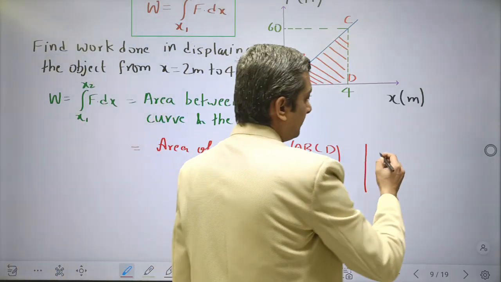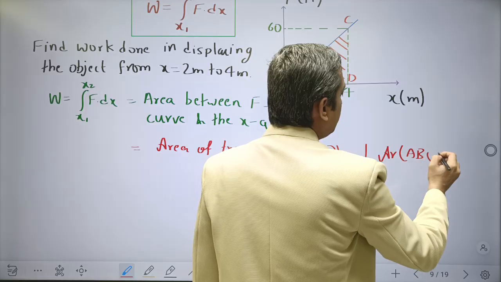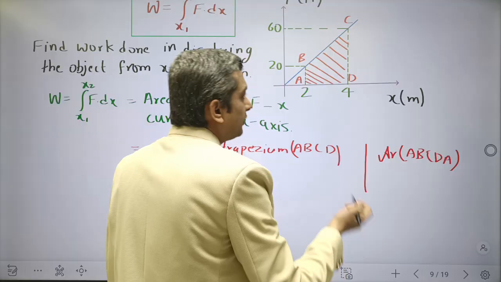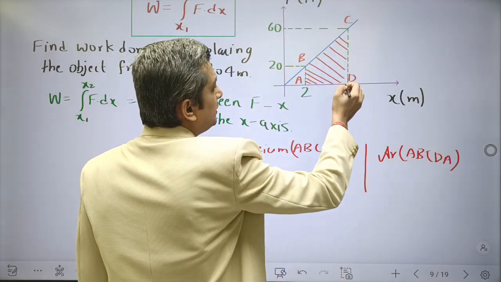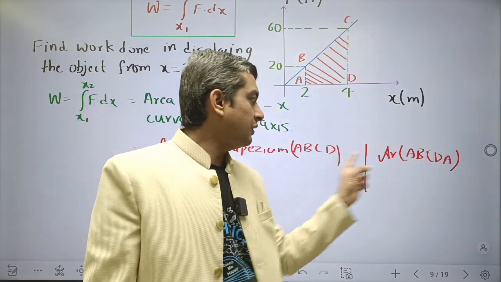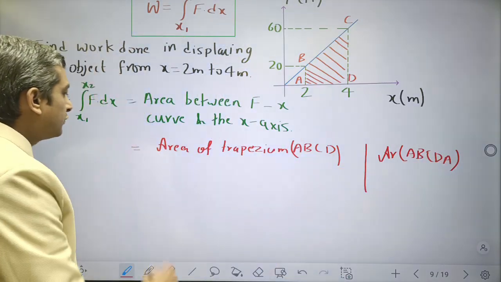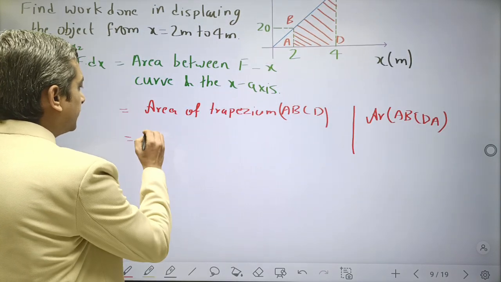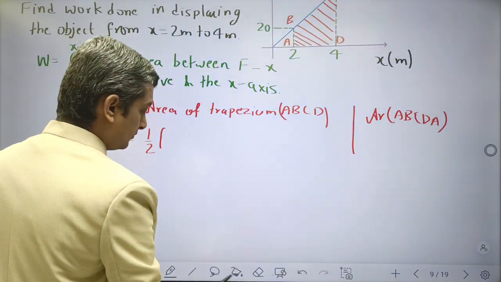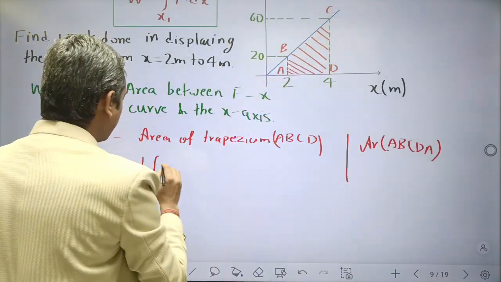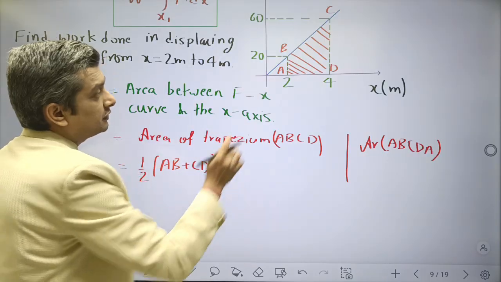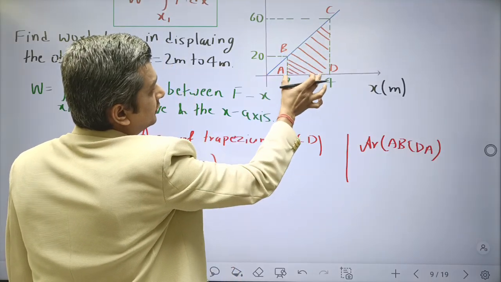Suppose if I don't write trapezium, then I need to write A, B, C, D, A. So we are saying that we are taking the area A, B, C, D, and from D we again come to A. But if I put the shape of the figure, trapezium, then this last A can be ignored, isn't it? So what is the area of a trapezium? This is half the sum of the parallel sides multiplied by height. The sum of the parallel sides means AB plus CD. So AB and CD are parallel. So this is AB plus CD multiplied by height. Height means the distance between the parallel sides, that is given by AD.